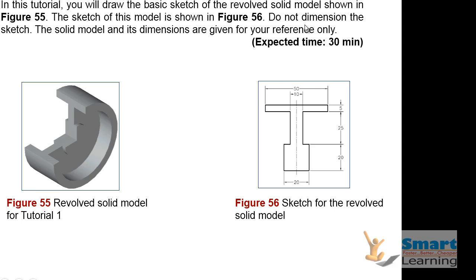So do not dimension the sketch, and the solid model and its dimensions are given for your reference. This solid model is not our task to create. This is the profile which you revolve with respect to this particular axis, that means this edge, then you will get this. But our intention is to create this particular sketch. Then how to start it?